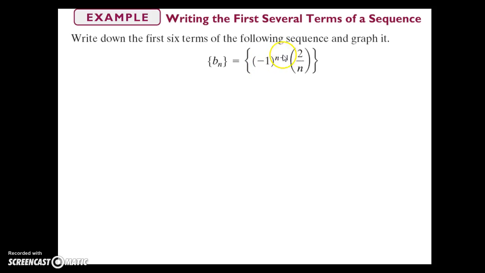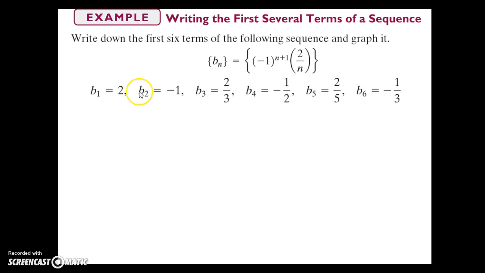Anytime I've got a -1 to an exponent, this will alternate between positive and negative. -1 to an even power is going to be a positive 1. -1 squared is positive 1, -1 to the 4th power as well. So when I plug in 1 here, 1 plus 1 is 2. -1 squared is positive 1. So it's positive 1 times 2 over 1, which is 2. 2 is going to be my first term.